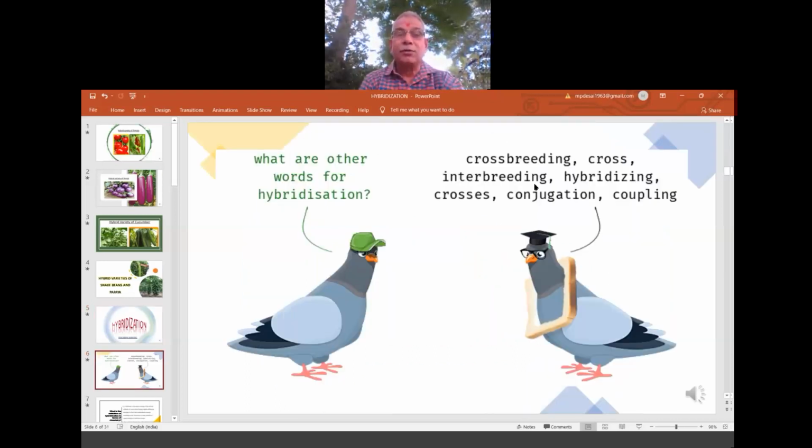What are other words for hybridization? Okay, so there are many equivalent words. Maybe in the dictionary, or there is a book known as a science dictionary, in which we get equivalent words related to science. So: crossbreeding, interbreeding, hybridizing, crosses, conjugation, coupling, mixing. Many words tell us about hybridization. In normal language, in the normal sense, it is simply mixing.